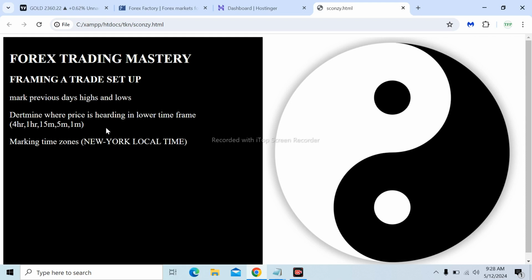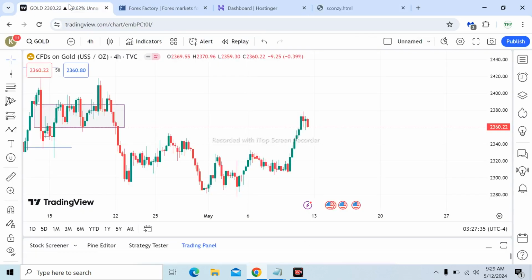Then after that we mark our time zones. On your chart, if you don't have your local time zone set to New York local time, I'm going to guide you through how to do that, and give you an example. You have to get these things in place to be able to find a trade setup. Now we go straight to our time frames.